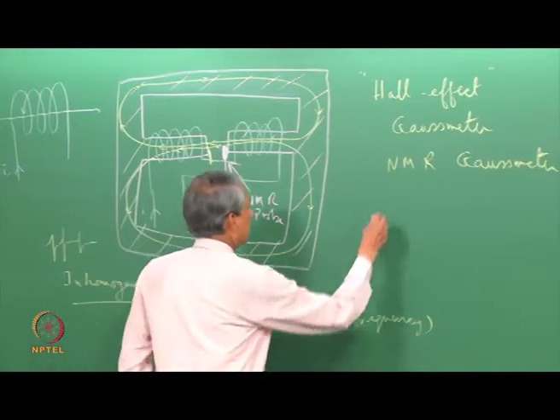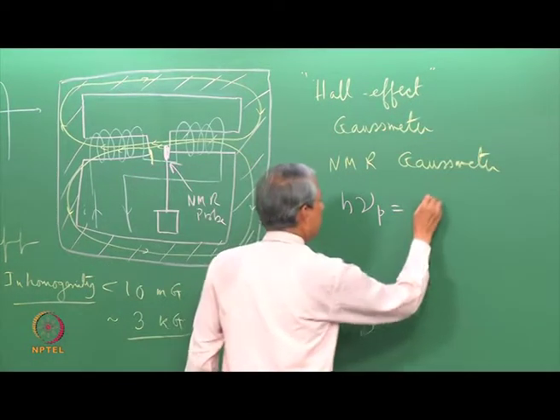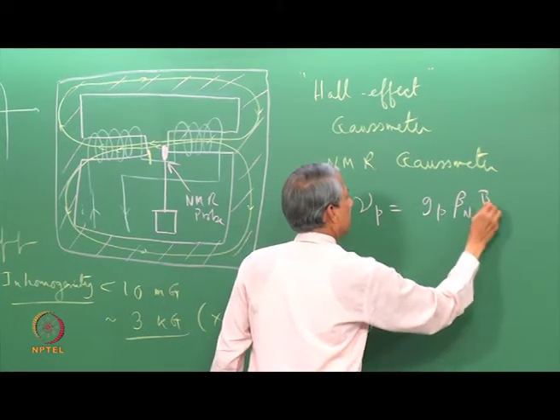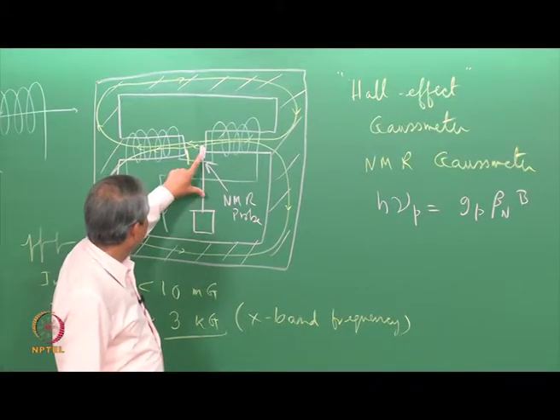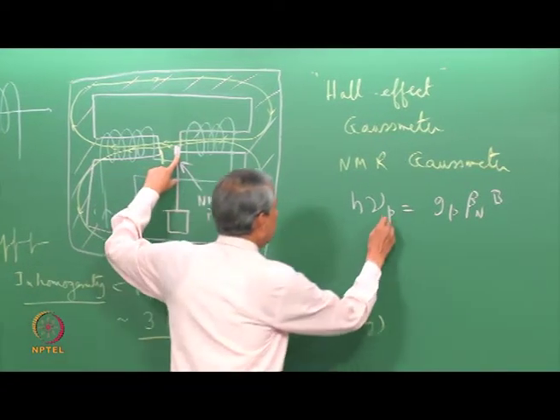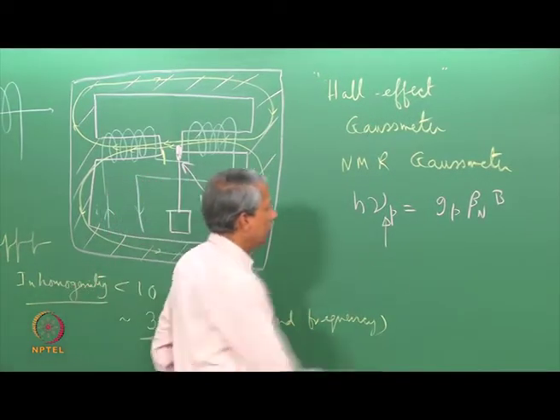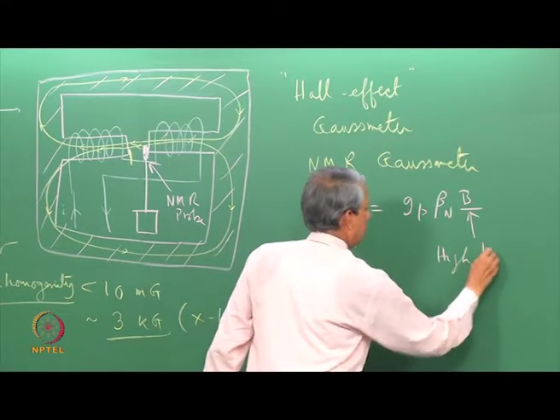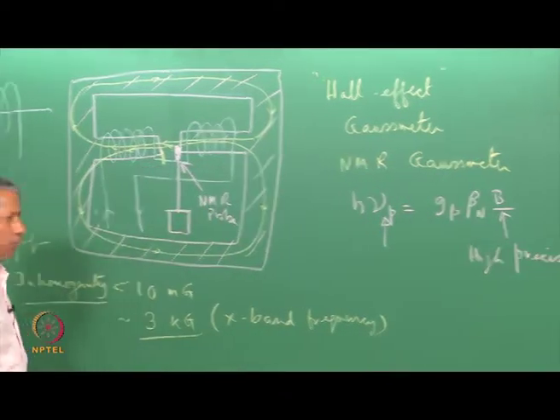Here the resonance condition for NMR, if proton NMR is used, is nu p equals g of proton times the nuclear magneton times B, the magnetic field here. So, one looks at the resonance frequency of the proton sample that is kept here. The frequency can be measured very accurately with a high degree of precision, and from this one can find the magnetic field with high precision. That way the magnetic field can be measured.